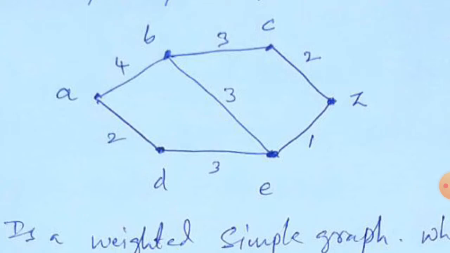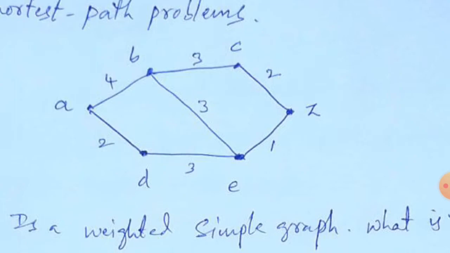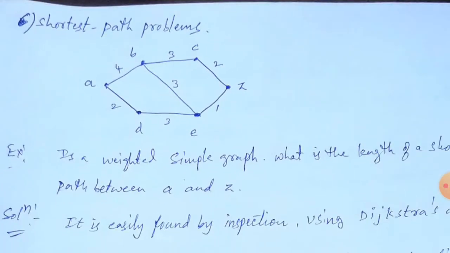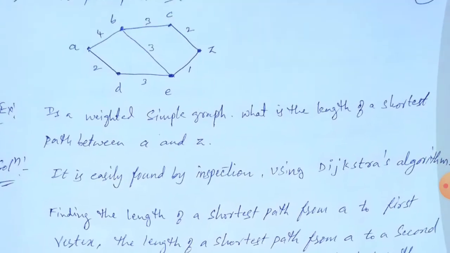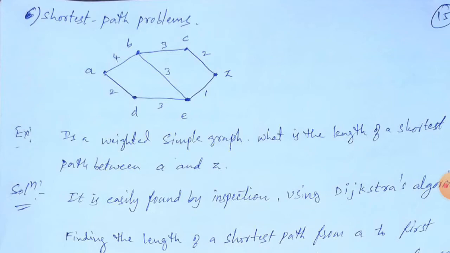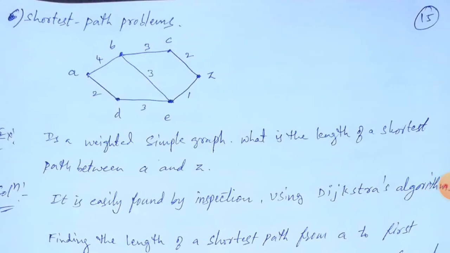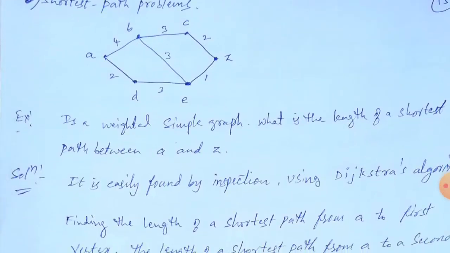If the number of vertices and number of edges are less, then finding the shortest path between A and Z is very simple. But if you have more edges and more vertices, it is somewhat difficult to find the path between A and Z. So a simple way is given to find this. An example is given. Now this is a weighted simple graph. All these numbers are nothing but the weights. What is the length of the shortest path between A and Z?